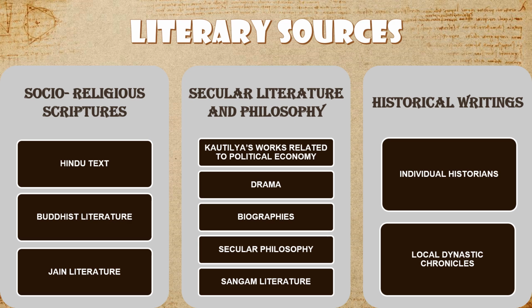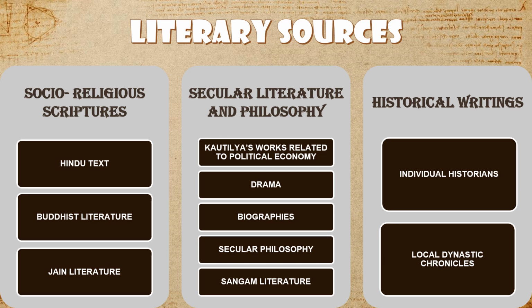So let us move ahead with the next type, which is secular literature and philosophy. The first type is Kautilya's work related to political economy. The famous work Arthashastra, written by him, is the most authentic information on all the fundamental aspects of the structure of the Mauryan Empire, and it gives a detailed account of the politico-economic and religious life of the Mauryas. We will be talking about this in detail when I will be discussing the Mauryan age with you.